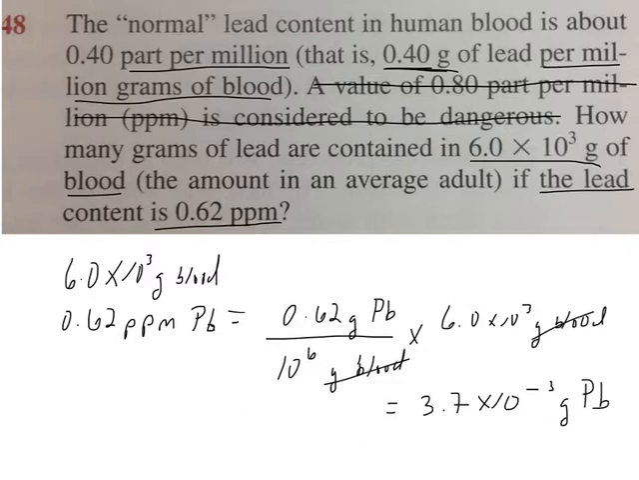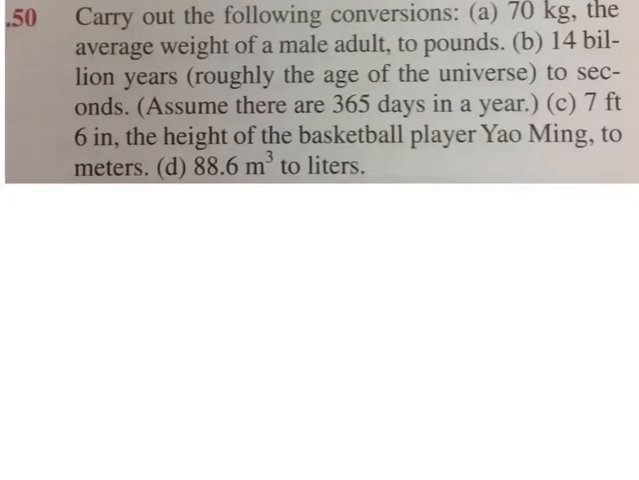So it was a very intimidating looking problem, but it actually turned out to be quite simple. The key is to read the problem, know what information you're given and what information is important. Always write down your given information that's important and give it a name, like grams of blood or ppm of lead. And then use that information to try to determine what you're looking for.